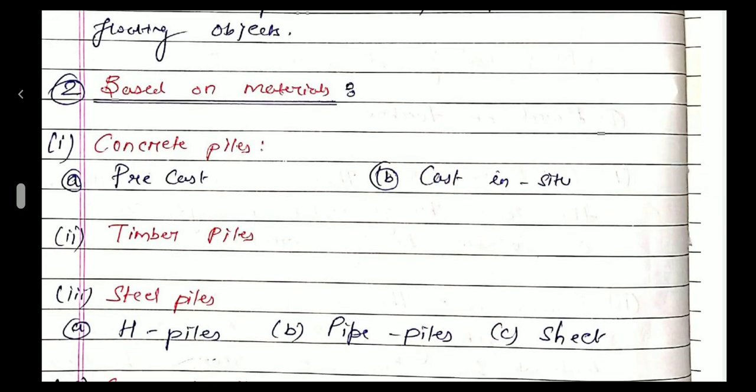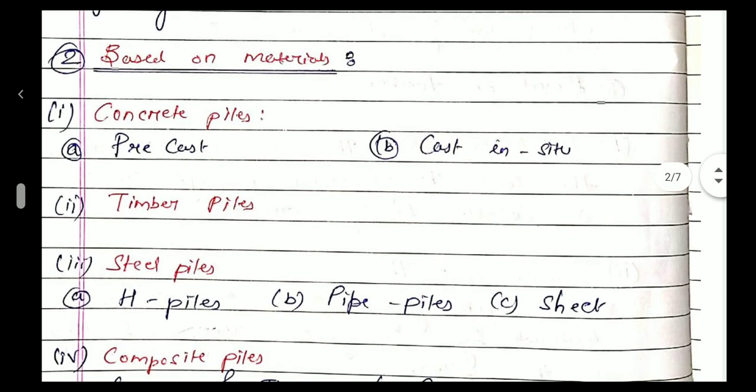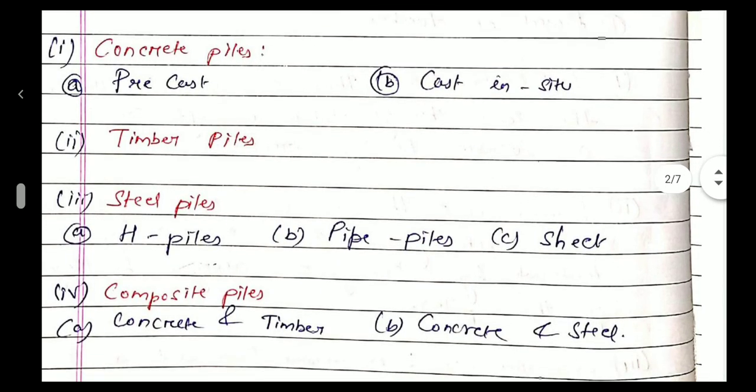So what the pile is made up of is based on the material properties. So first it is concrete pile. A concrete pile can be of two types. First, precast, which means the pile is made in the industry, and second is cast in situ. Cast in situ means you have to cast it on site. Then second is timber piles, that are made up of timber.